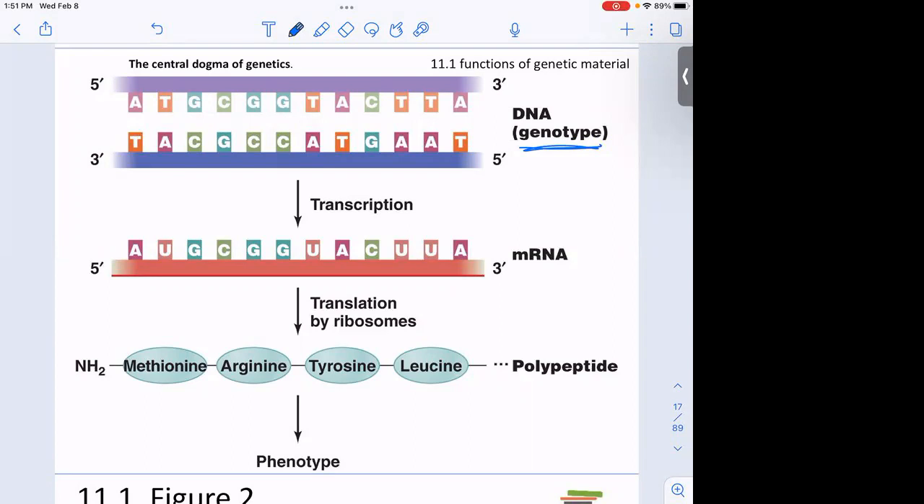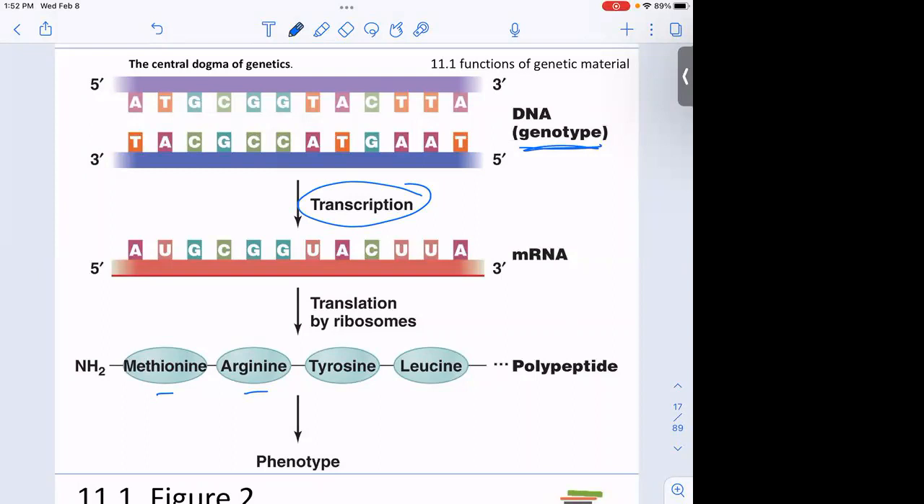But that sequence of bases in the DNA, by a process known as transcription, gives us a messenger RNA template, and then that is what's read at the ribosomes to determine the sequence of amino acids that make up a protein.